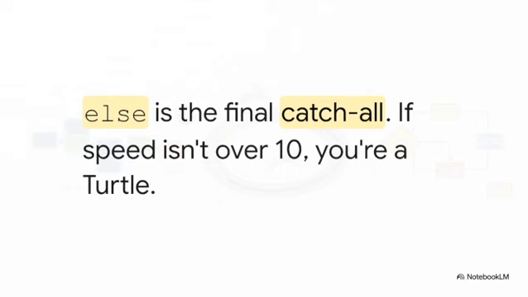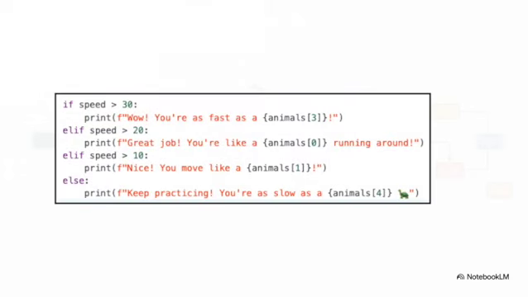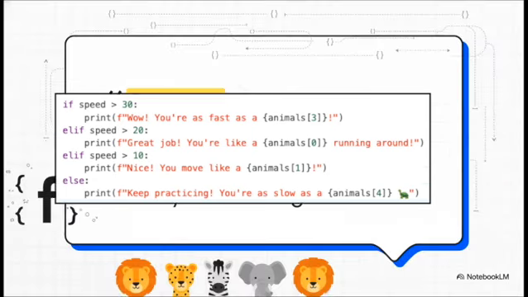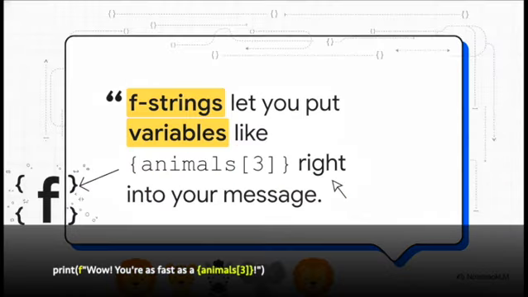So what happens if none of those conditions are true? That's where the else statement comes in. It's the final safety net. It's the catch-all that only runs if every single check above it was false. In our game, that means you're being compared to a turtle. Oh, and see that little f right before the quote marks in the print statements? That's a super handy Python feature called an f-string. It's awesome. It lets us pop variables, like our animals, directly inside our text. So when Python sees {animals[3]}, it just swaps it out with the actual item from our list, in this case, the lion.